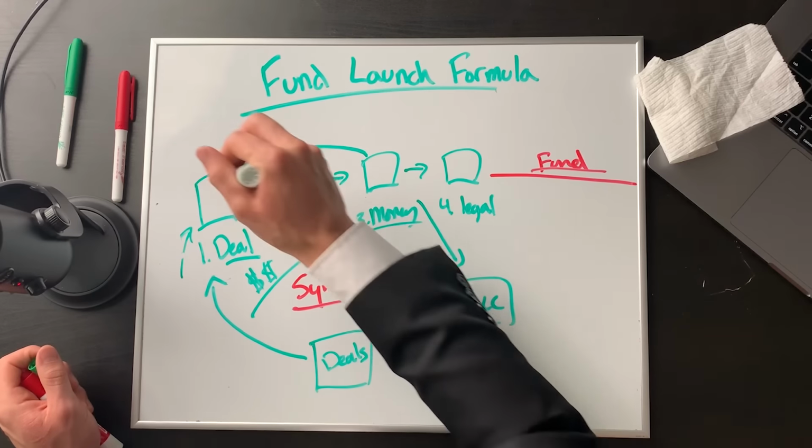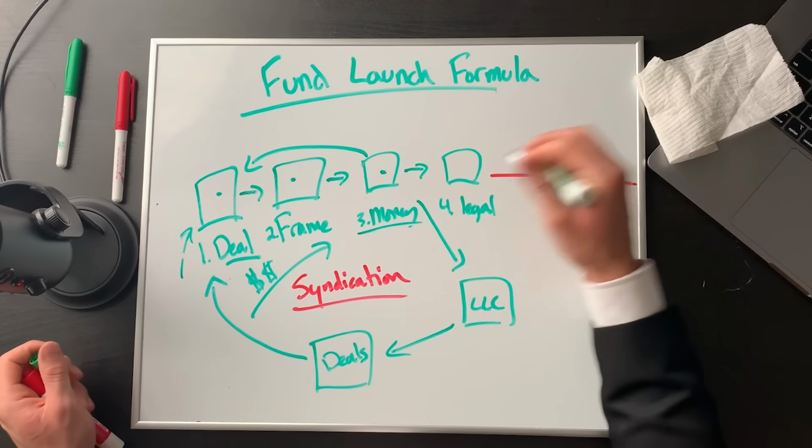At that moment, my dad said, we can no longer do this hamster wheel syndication process. We need to scale through a fund. I'll walk you through what that means here in a second. They decided that when you launch a fund, you only have to do this once, and then you can scale and do as many deals as you want.